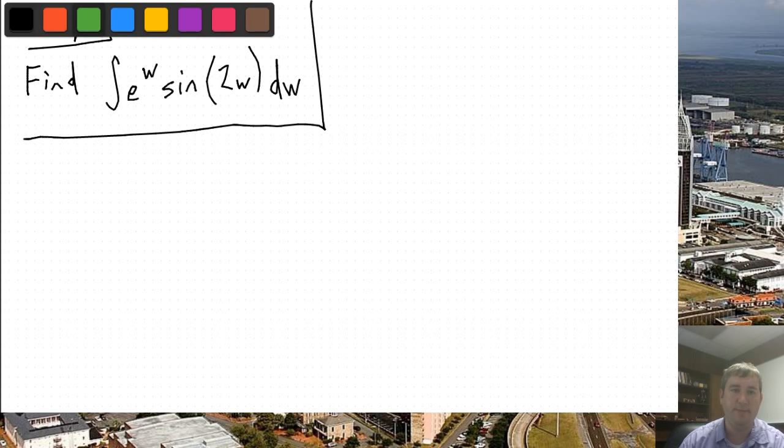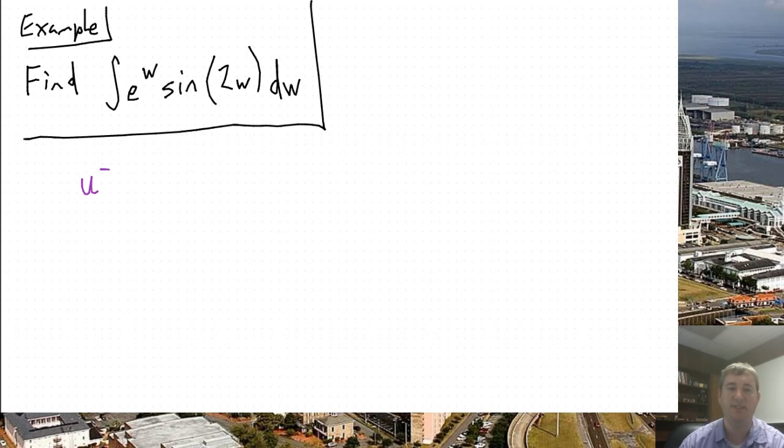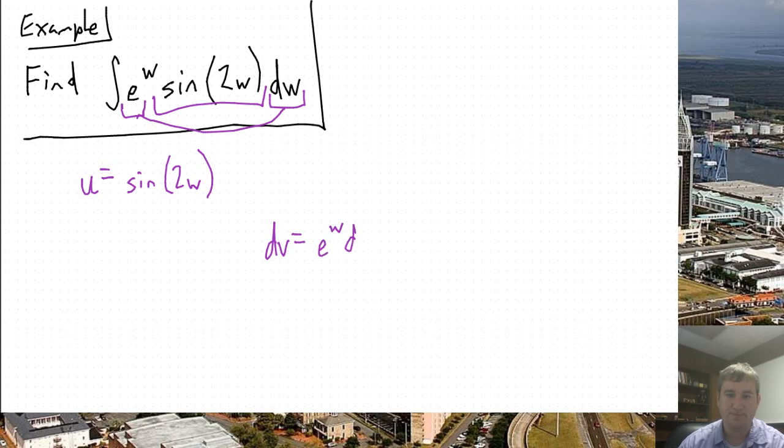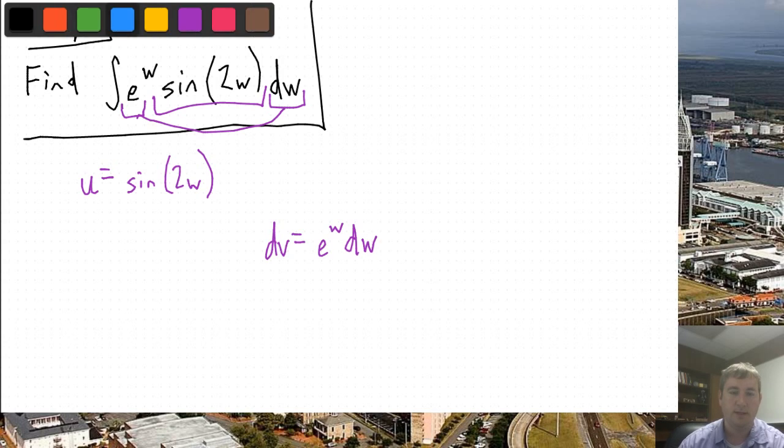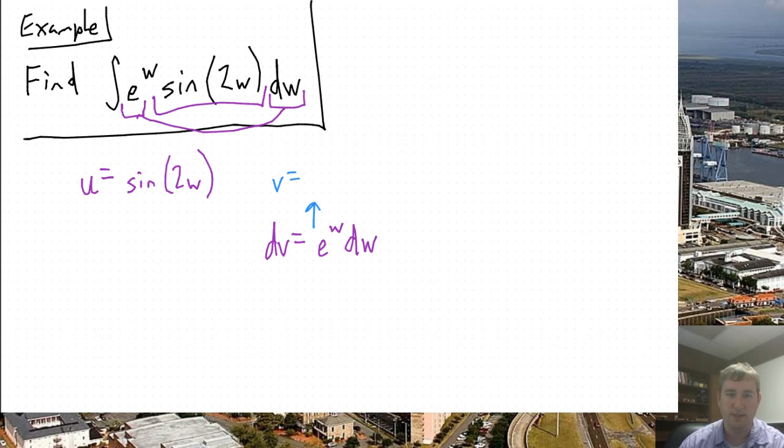Now, I need to pick my u first. And I should pick my u to be something that I can take the derivative of. And I'm going to actually pick my u to be sine of 2w. And the reason why I pick sine of 2w is because it's easier to take the derivative of sine of 2w than it is to take the antiderivative. You could do the antiderivative using substitution, but you don't really want to mix a substitution problem into a parts problem. So I'll let that be my u, and that would mean that the rest of this will become my dv, e to the w dw. So that means my v would be e to the w just by itself.